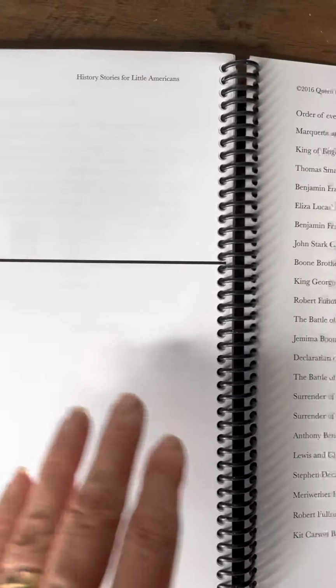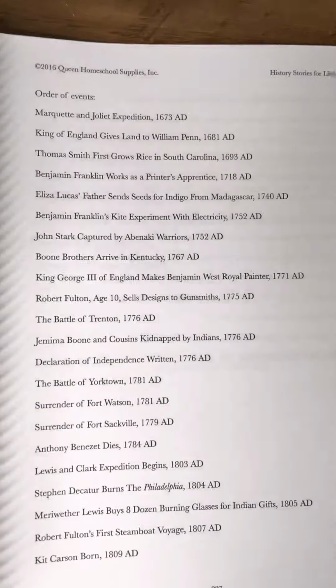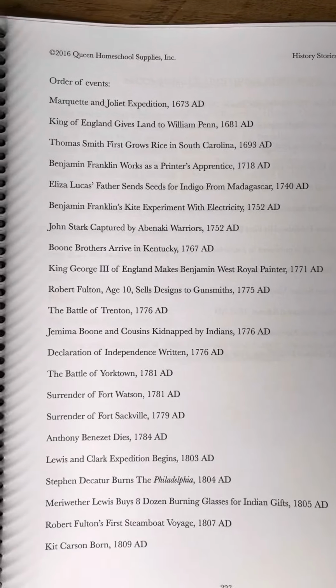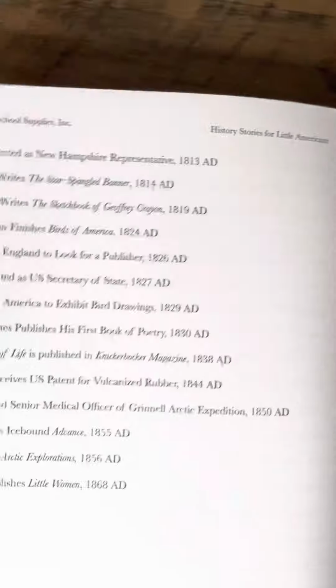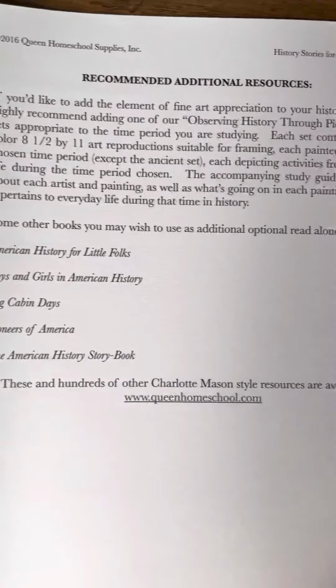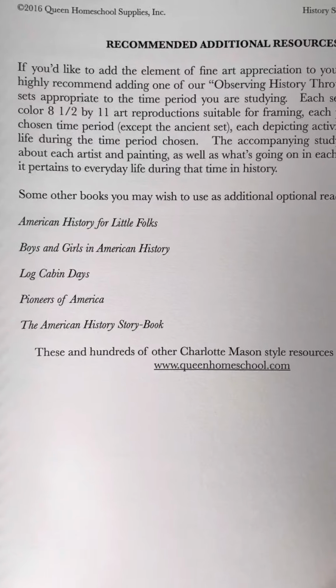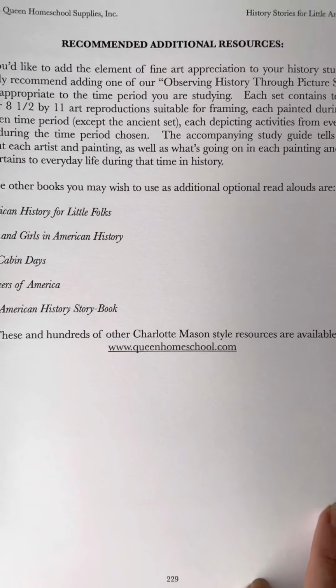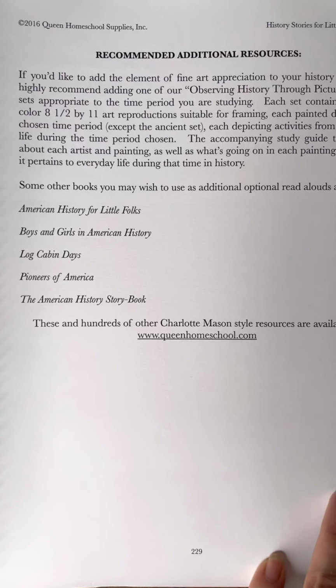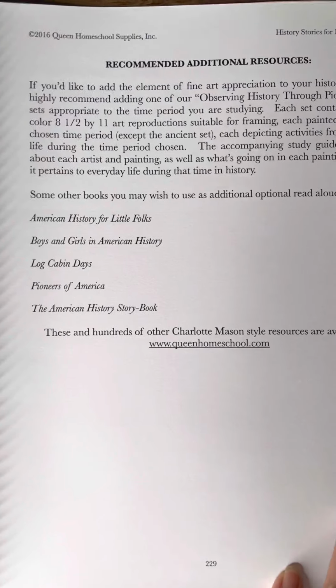Clear plastic sleeve protectors, white sheet of paper, draw a line across. I mean, it's very simplified so that you can see exactly what we're doing. And this is what I call the cheat sheet of events. All the events on the timeline in order. Here's page 2 of that. Okay. And then in the back here, it tells you recommended additional resources from our Living History Reader series at queenhomeschool.com if you choose to add those. Those are all just additional living books about history.